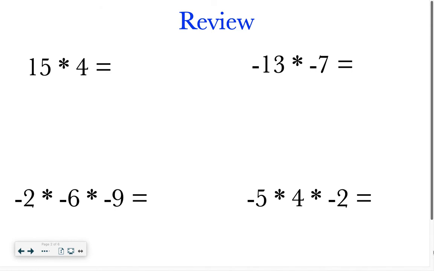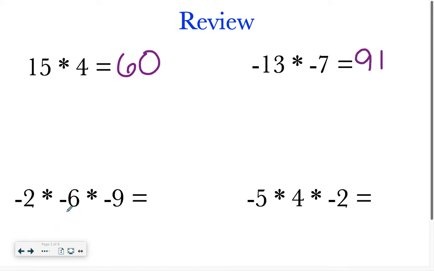So yesterday we talked about multiplying integers. So if we just look right over here and start with 15 times 4, 15 times 4 would give us 60 as an answer. And then we have negative 13 times negative 7. Remember yesterday we talked about how a negative times a negative results in a positive number. And 13 times 7 is 91. So my answer is a positive 91.